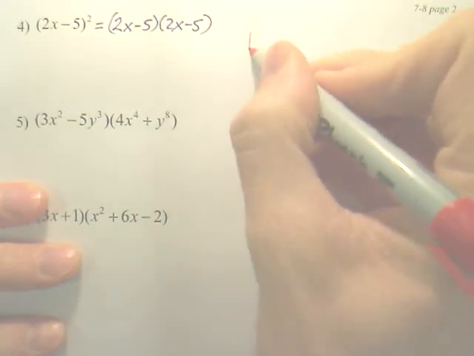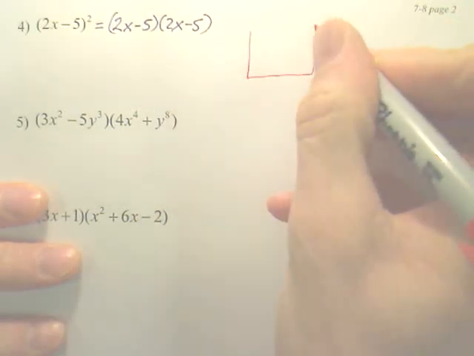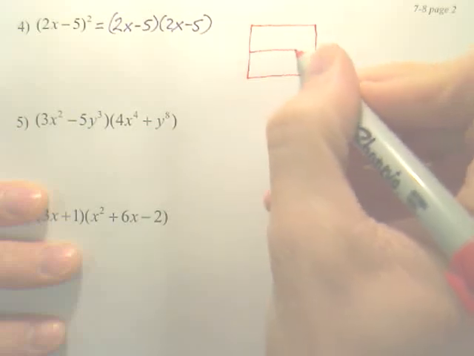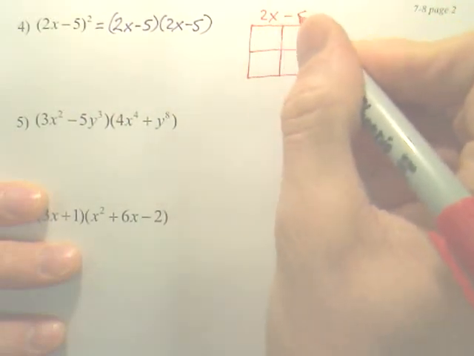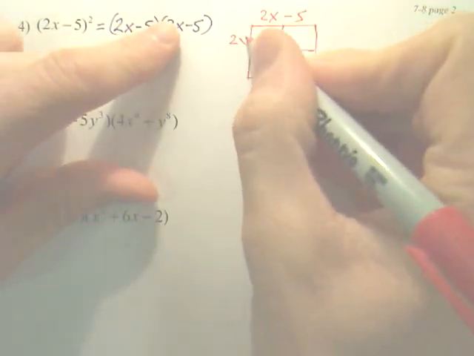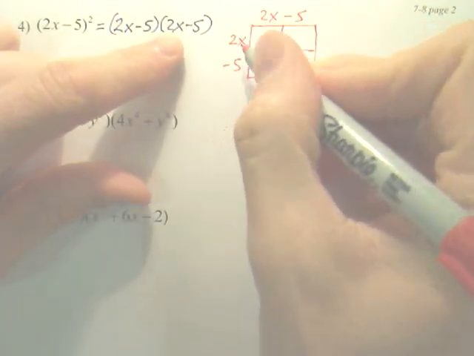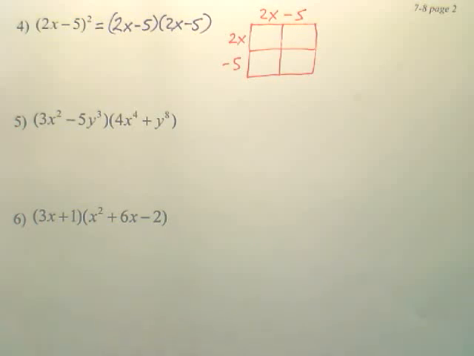And I'm going to show you the other way, is I make a little box. Some people like this way. And from this box, you put 2x - 5 on one side. And you put the other one, which is 2x - 5 again. You have 2x - 5. Put the negative 5 below. It makes it easier. You'll see why.